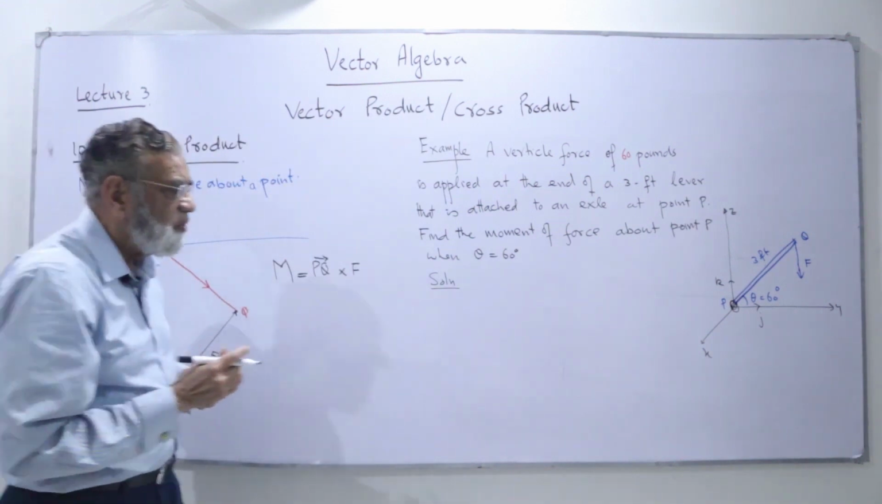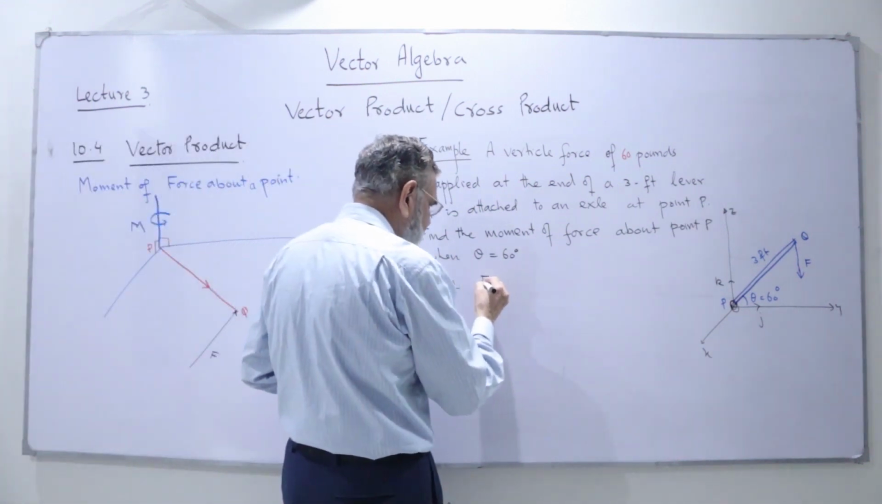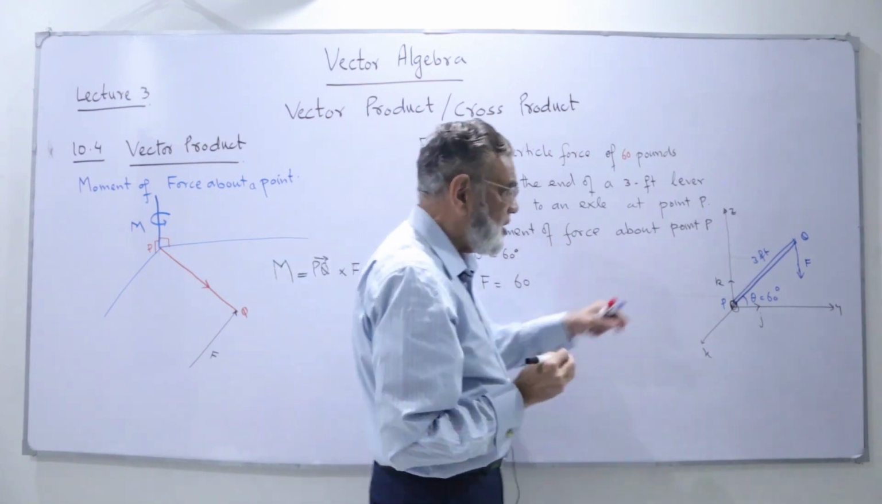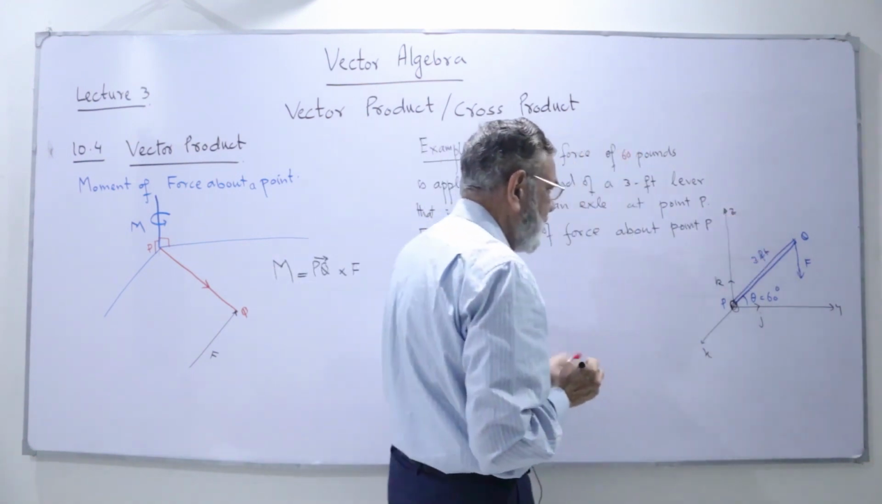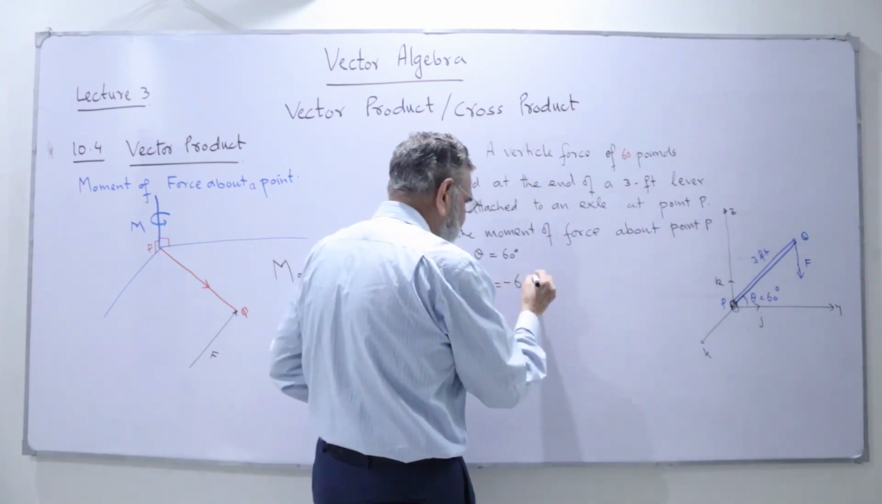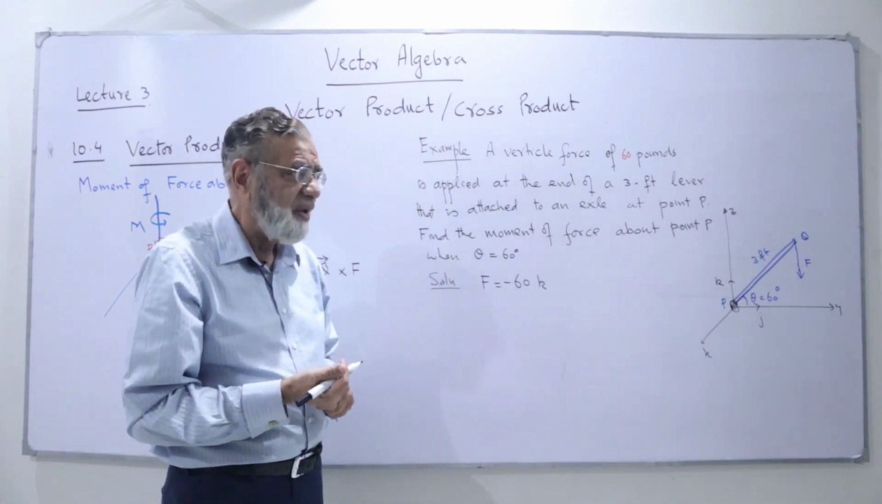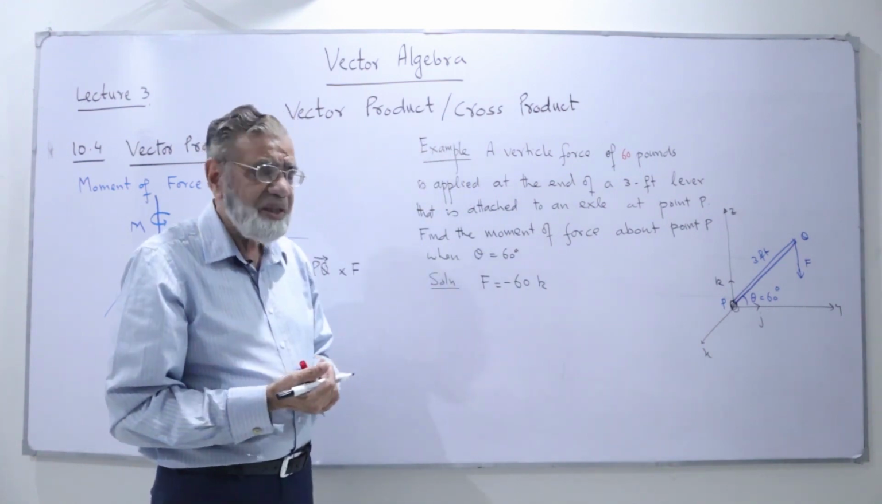The force is given to us. The magnitude of the force is 60 pounds. It is acting downward, so this will be minus K. Upward is plus K, downward is minus K, and there is no other component. So the force F is equal to minus 60K.